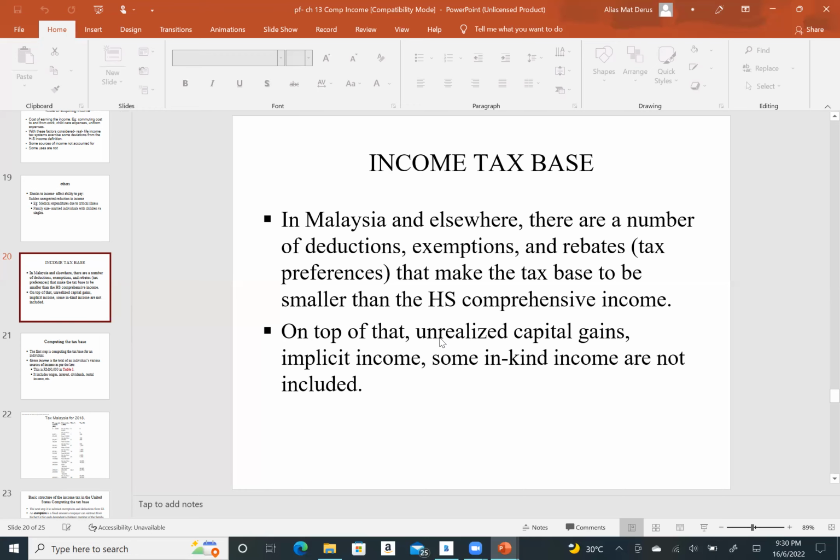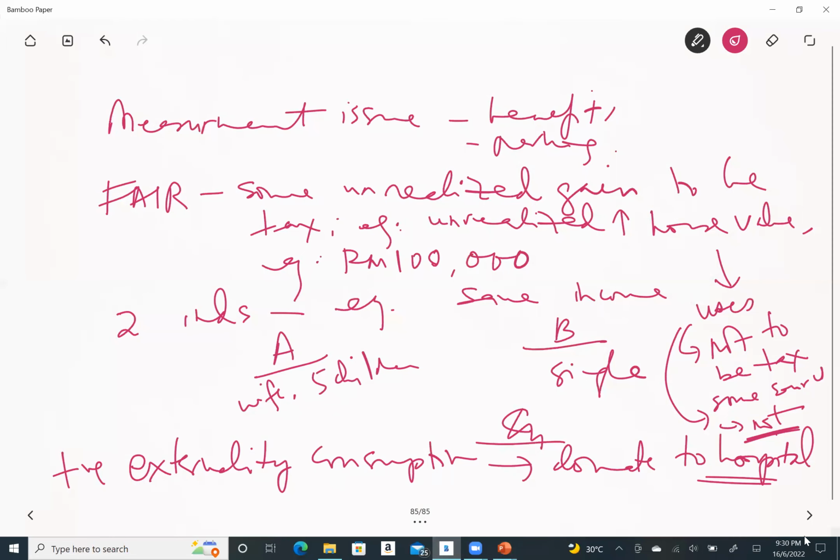There will also be unrealized capital gains and implicit income, like home production. Let's say you repair your house, according to Hicks-Simons, that is considered income. But it's quite difficult to measure because it's home production. So this kind of activity will not be considered income, and some in-kind income is not included. So in reality, when we come up with the income tax, now we are talking about the tax.